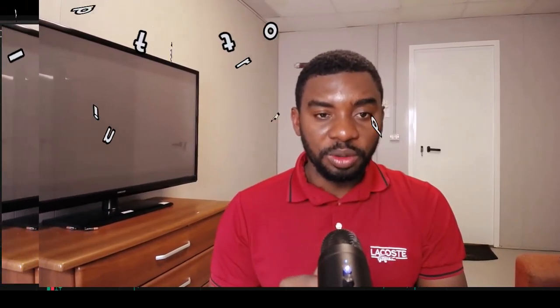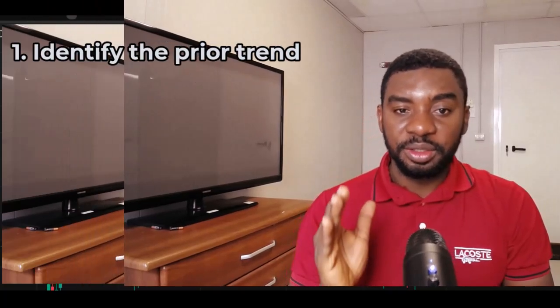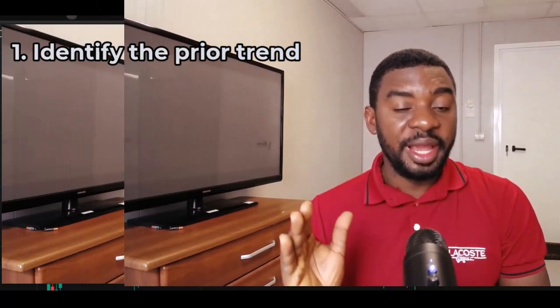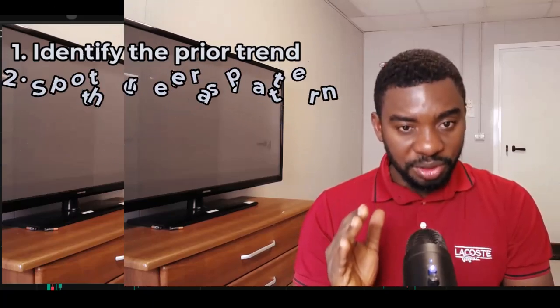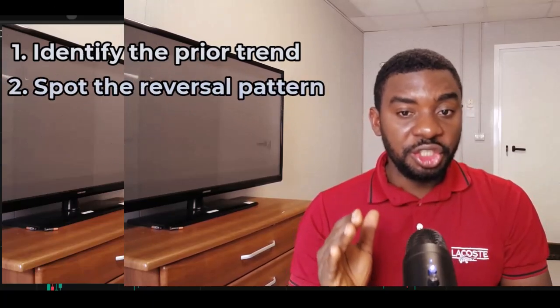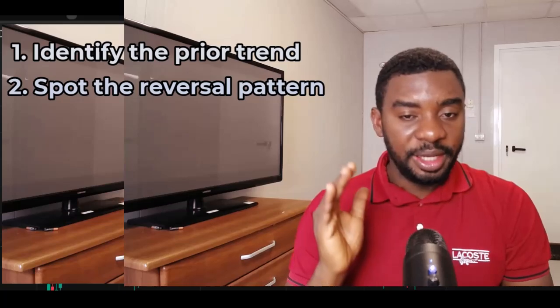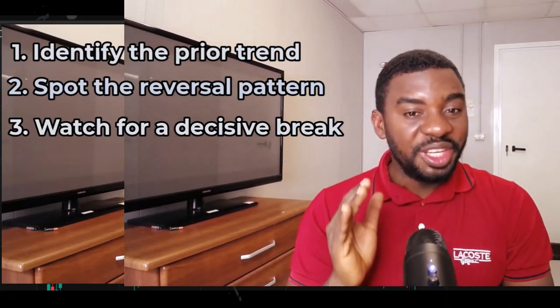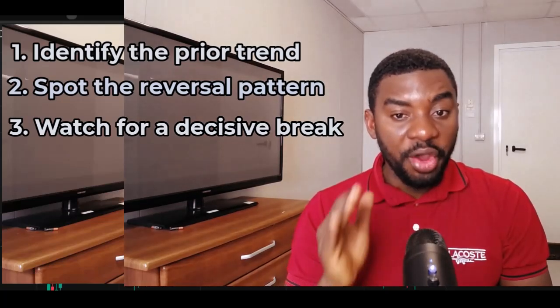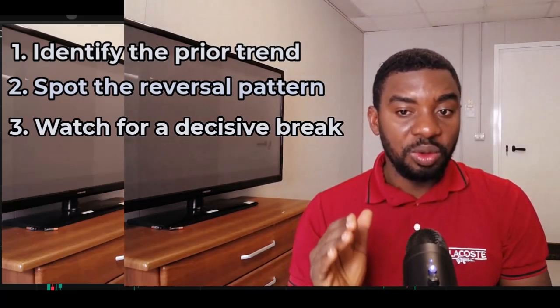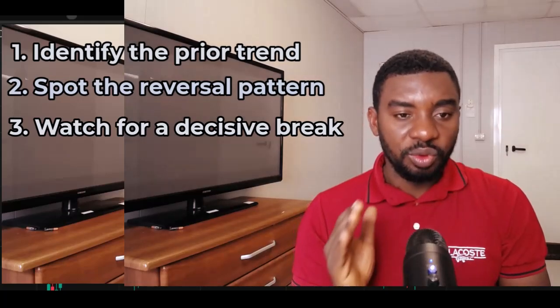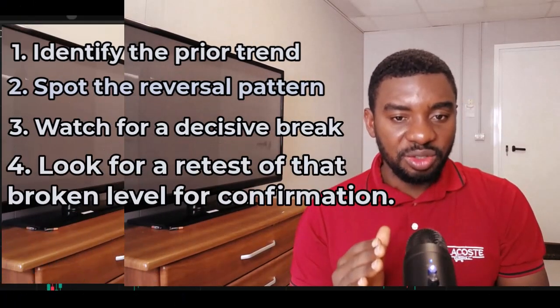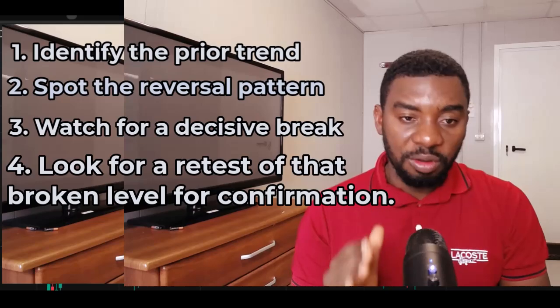Let's break it down step by step. 1. Identify the prior trend, for example EUR/USD making higher highs. 2. Spot the reversal pattern, e.g. double top or head and shoulders forming. 3. Watch for a decisive break or a close below the swing low or the neckline. 4. Look for a retest of that broken level for confirmation.